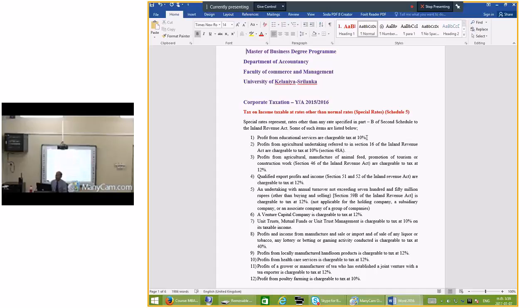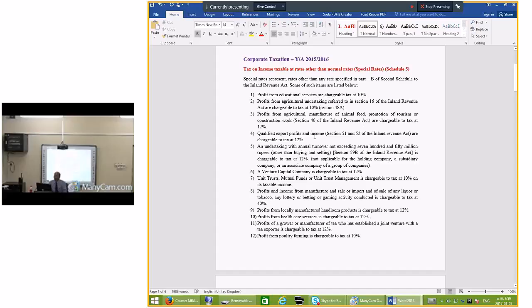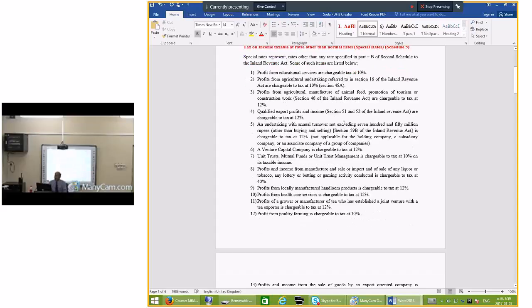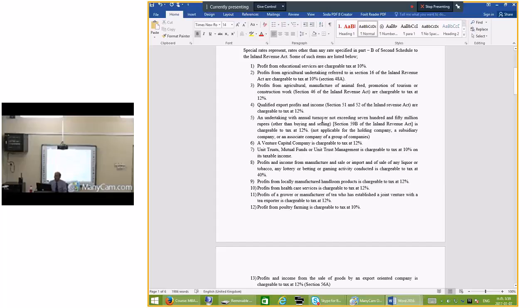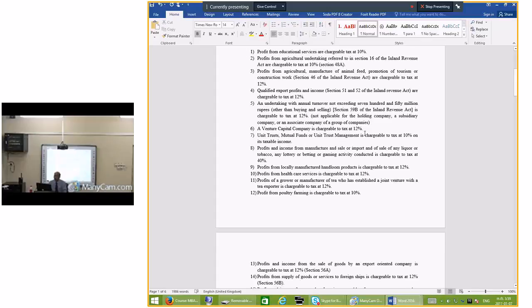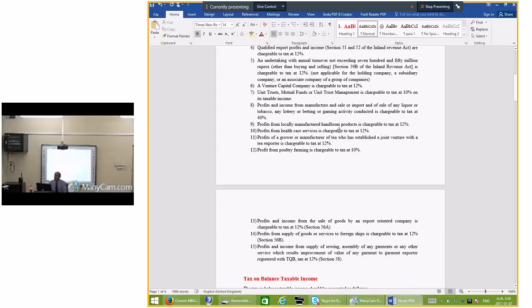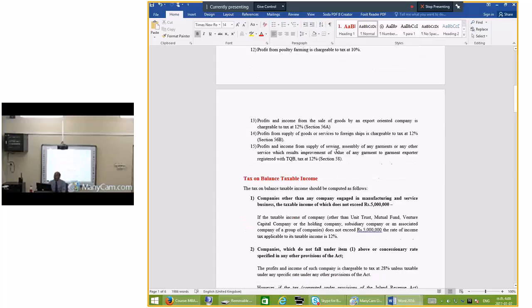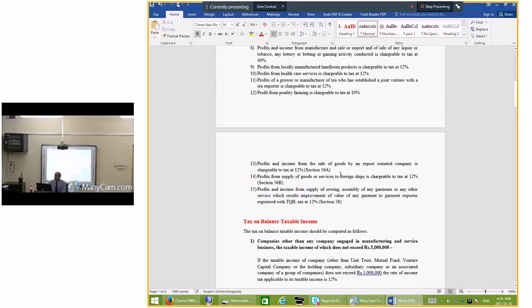Likewise, in this Word document I have given the rates applied to the profits of some companies. Qualified export profit of companies is taxed at the rate of 12%. A venture capital company is chargeable to tax at the rate of 12%. Profit from locally manufactured handloom produce is chargeable to tax at the rate of 12%. Likewise, profit of a grower or manufacturer of tea who has established a joint venture with a tea exporter is chargeable to tax at the rate of 12%. Here I have given the rates applicable to certain types of business profit. These types of rates are to be applied.